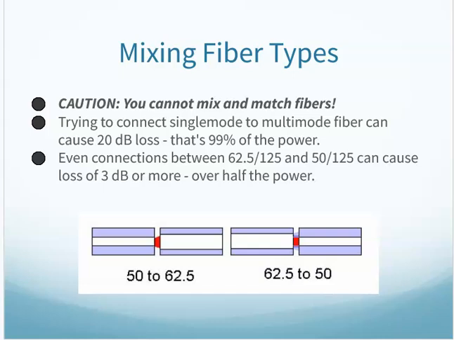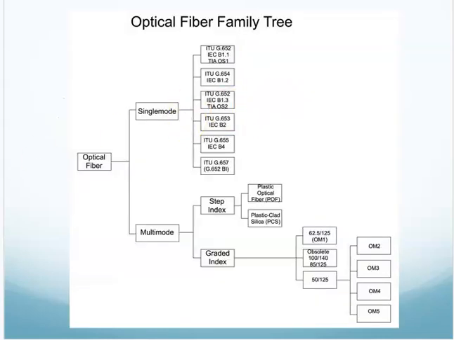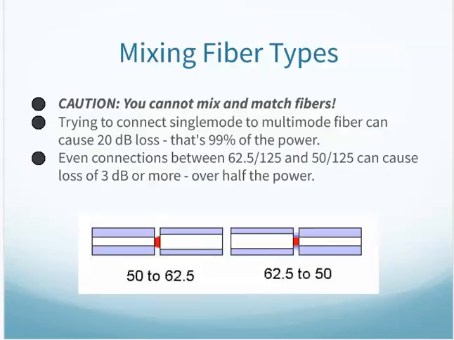Alright, CNT140, Chapter 5. We just got done talking fiber sizes, so we're going to talk about some other characteristics of fiber. The next thing they mentioned after this was our optical fiber family tree. That's where we left off. So the next thing they mention is mixing fiber types. Yes, you can't mix and match fiber types.